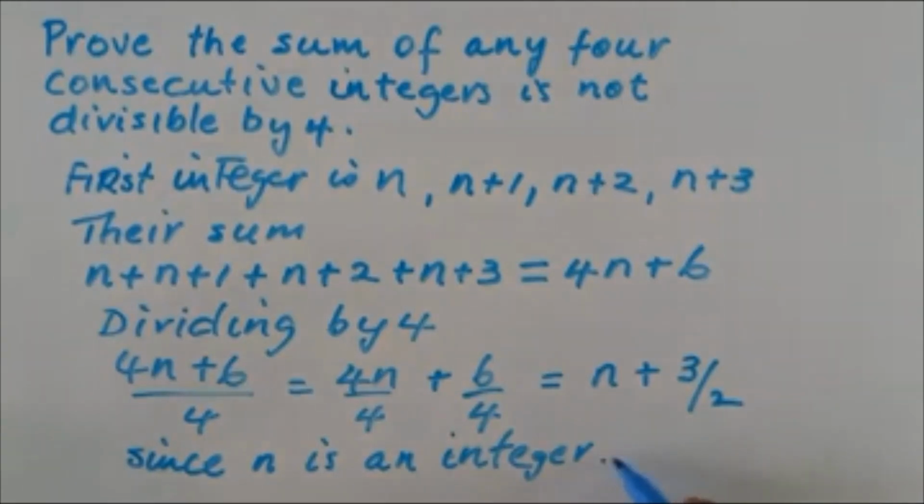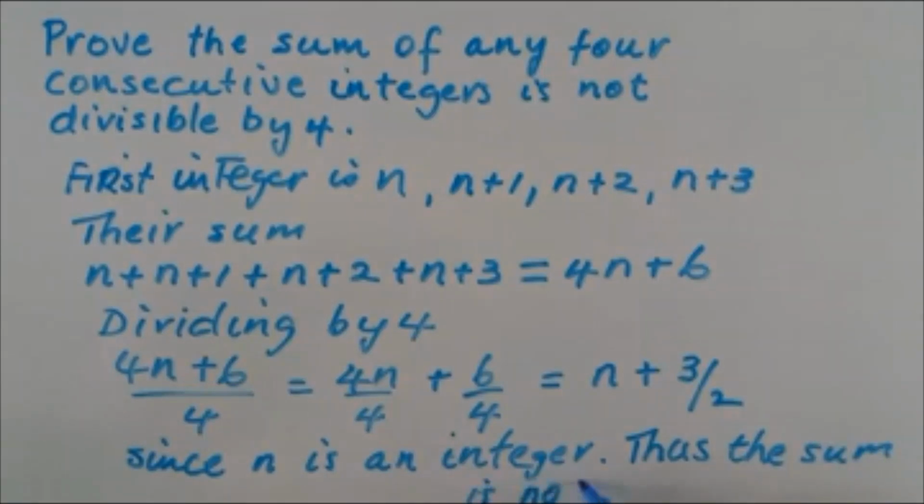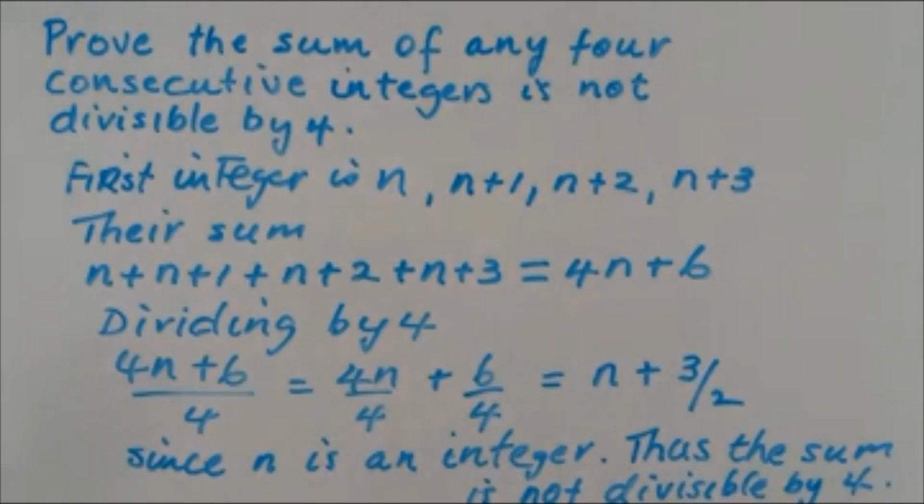Thus, the sum is not divisible by 4. And that's the proof showing that the sum of any 4 consecutive integers is not divisible by 4.